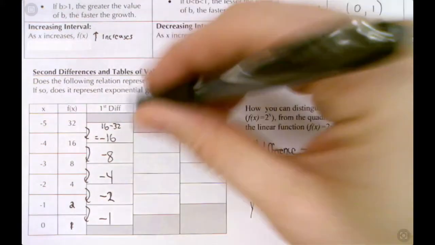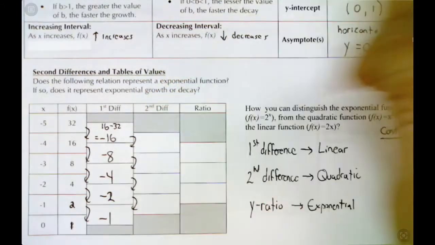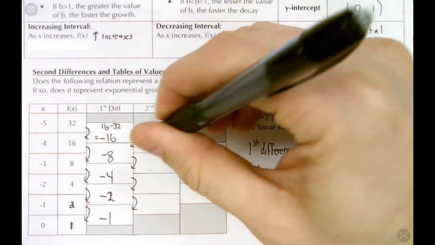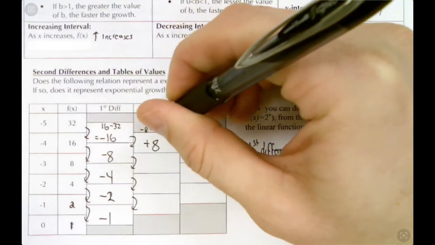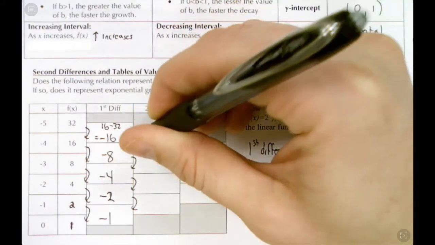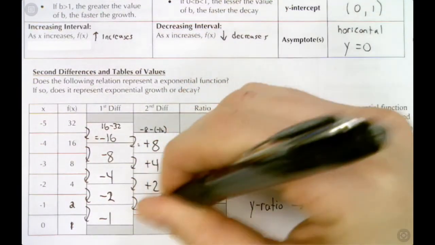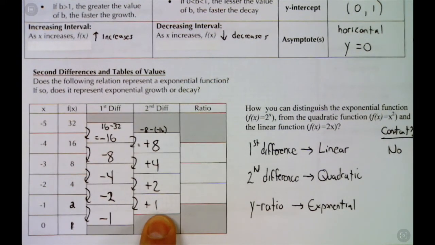Second differences, what we do is we compare the first differences. So from negative 16 to negative 8, that number is getting bigger. It's actually going up by 8. And we could confirm that by doing the subtraction. The subtraction would be negative 8 subtract negative 16. And if we do that, we get positive 8. The next one's positive 4, then positive 2, then positive 1. So the first differences are not constant. Those are not the same number, so it's not linear. The second differences are not constant, so that's not quadratic.